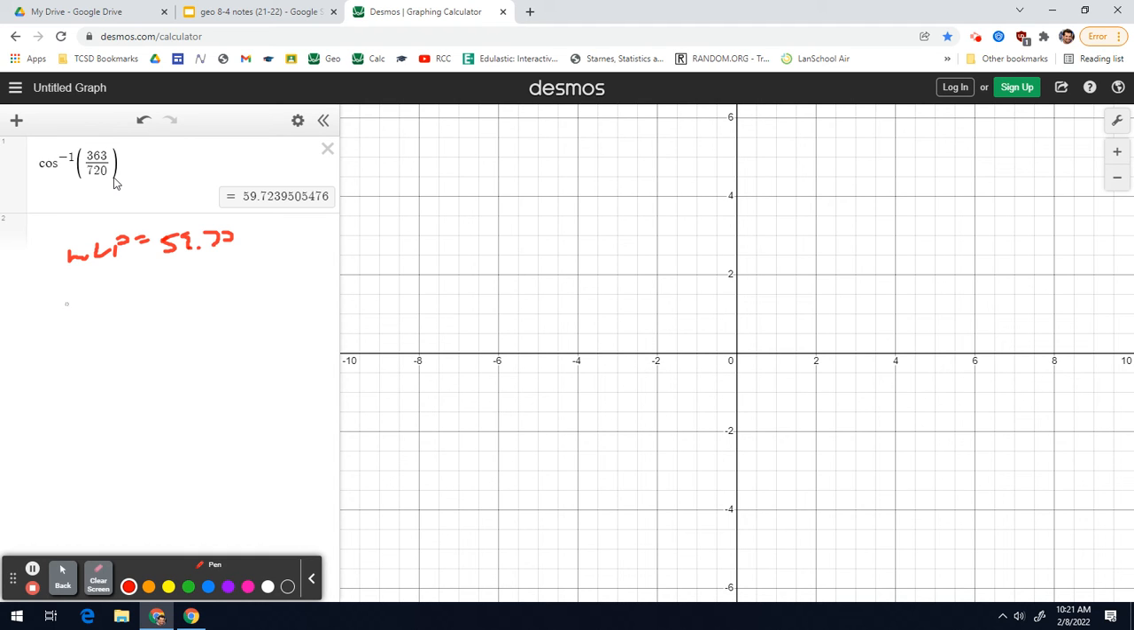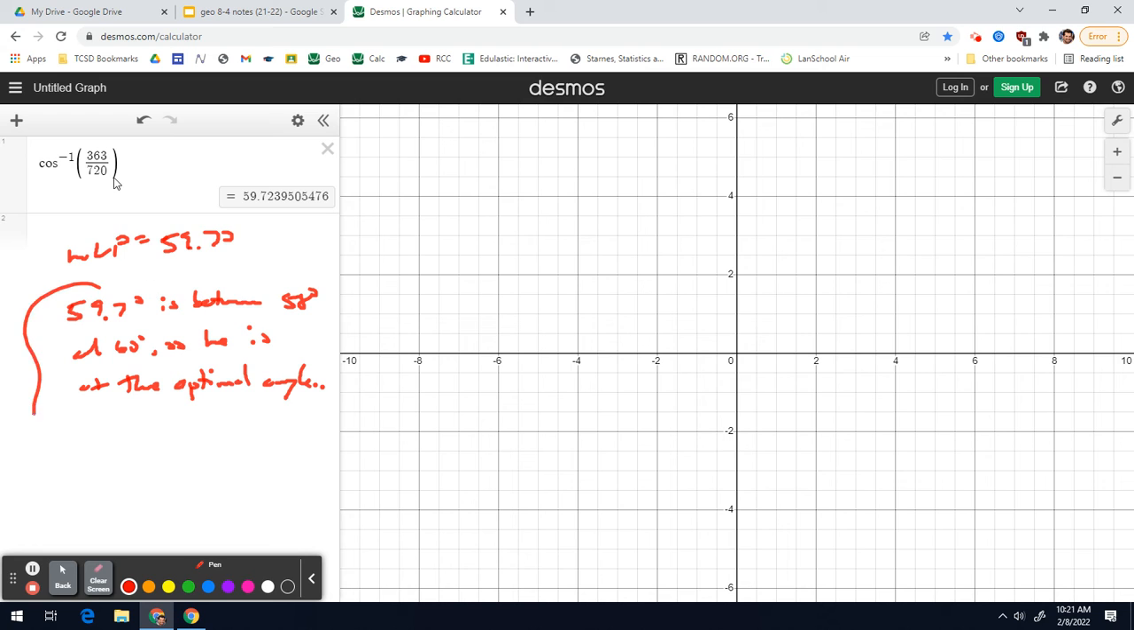So I'm going to say 59.7 degrees is between 58 and 60 degrees, so he is at the optimal angle. Or at an optimal angle, because you could be at any angle. So 59.7 degrees is between 58 and 60, so he is at an optimal angle.